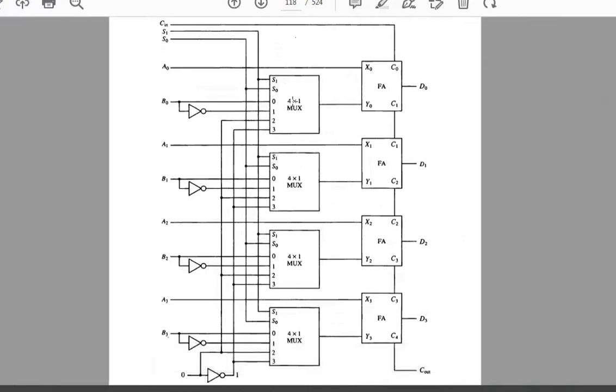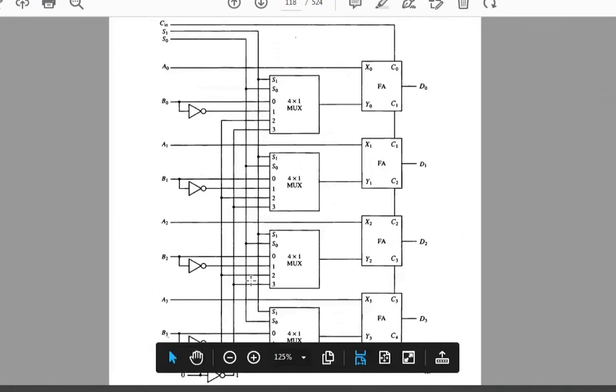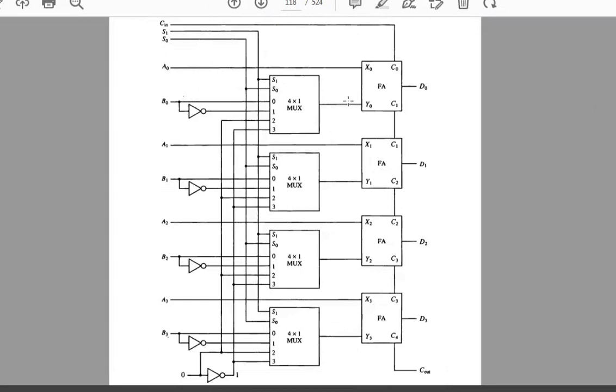Let us see, we have taken 4 multiplexers. Once you understand this carefully, you will be able to design it on your own. In each, first of all, we have taken 4 full adders. We saw that addition, subtraction, and increment operations can all be carried out by adding numbers. And for the addition micro operation, we will need full adders. So we have taken 4 full adders first.